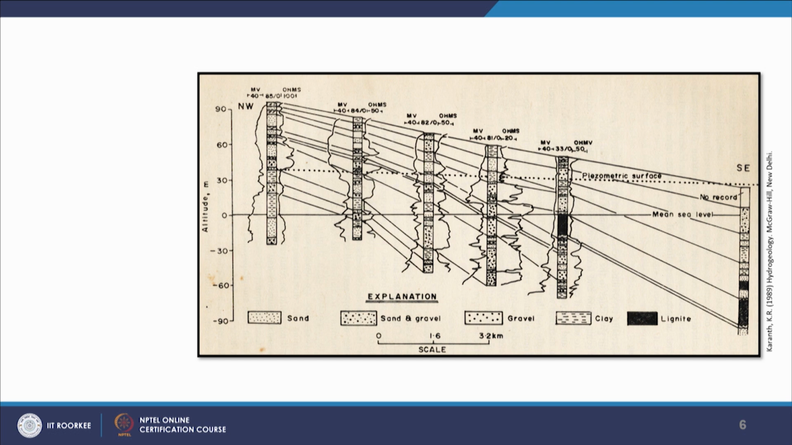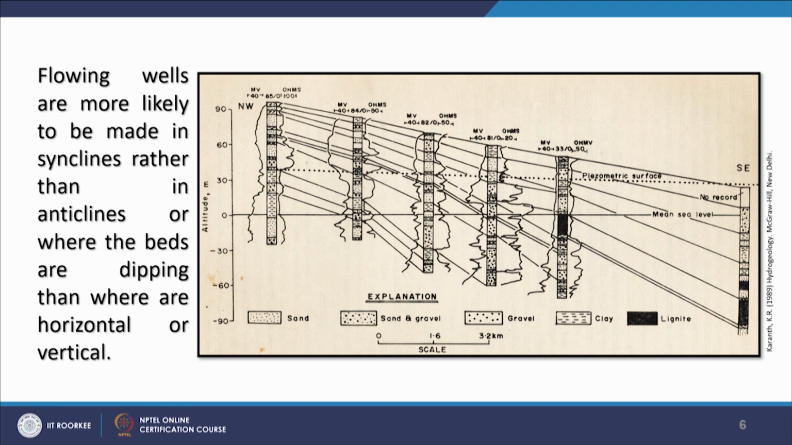Depending on other aspects, flowing wells or artesian wells are more likely to be made in synclines, or rocks which are folded in synclines, rather than in anticlines. In synclines the rocks come inside, folding towards the core, and in an antiform or anticline they go away from the core.